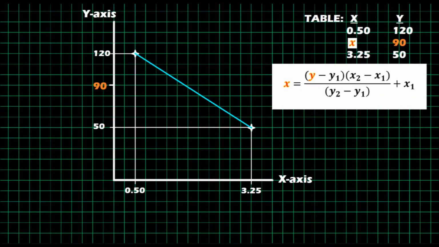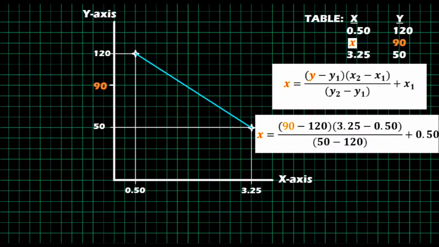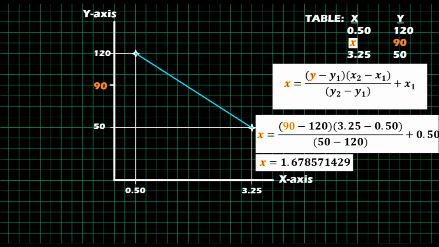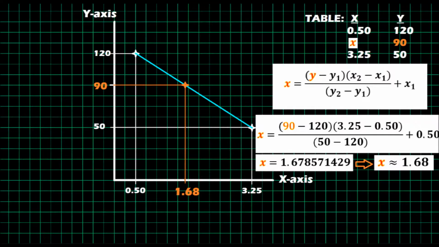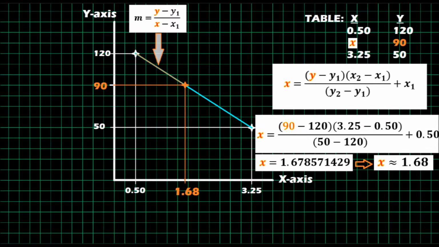Using this equation, plug in all of your known values and use your calculator. X is equal to 1.67857. Let's just round this off. X is approximately 1.68. And if you find 1.68 on the graph, you'll see that it lines up perfectly. And that's how you interpolate to find an unknown value from the known values on a table.